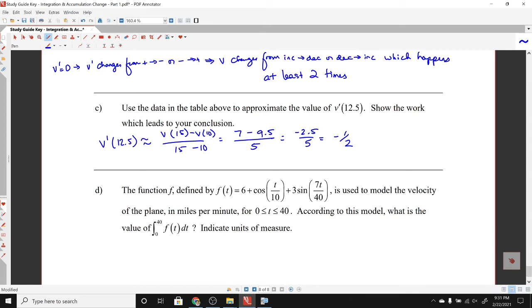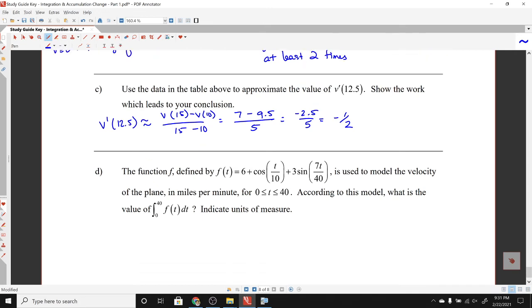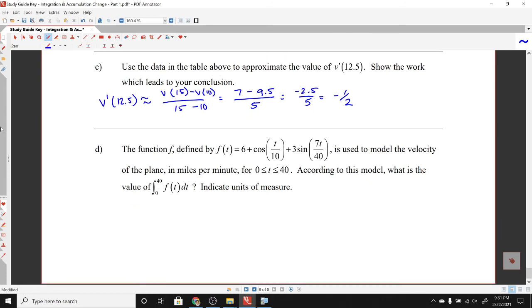All right, and then D, the function f defined by f of t is used to model the velocity of the plane in miles per minute for 0 to 40. According to this model, what is the value of the integral from 0 to 40? Now, we're going to eventually get to the point where we could calculate this. We technically could using some substitution. We'd have a couple of different u values here, one where u is t over 10, and so we'd need a 1/10 somewhere. The other thing we'd need is a 7/40ths and so on and so forth.